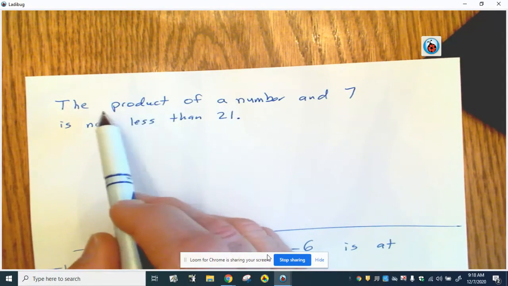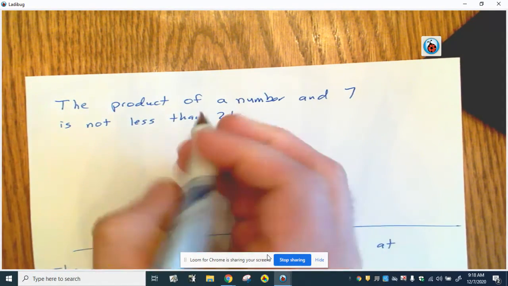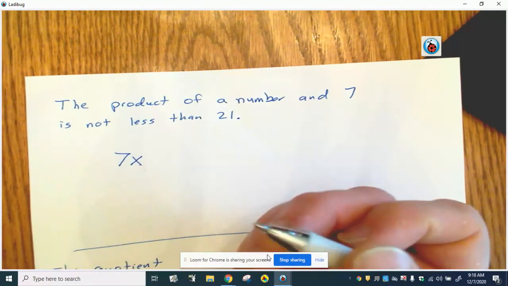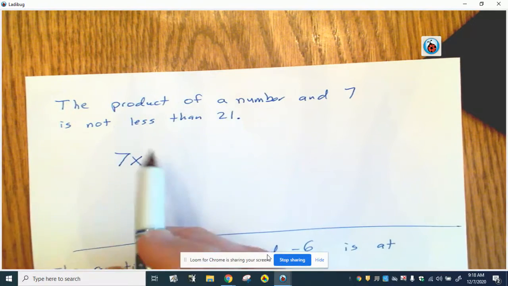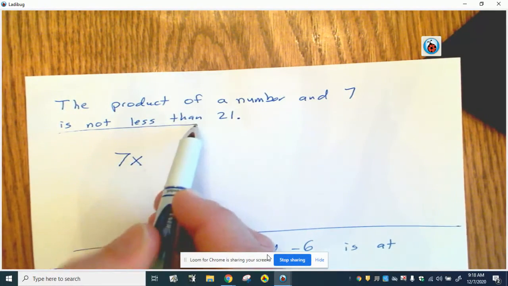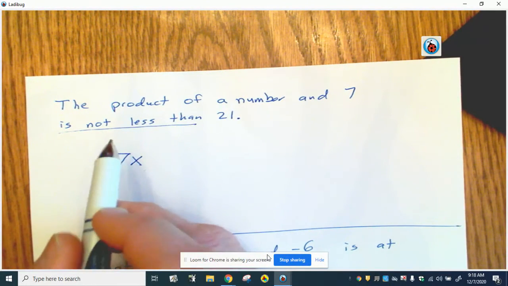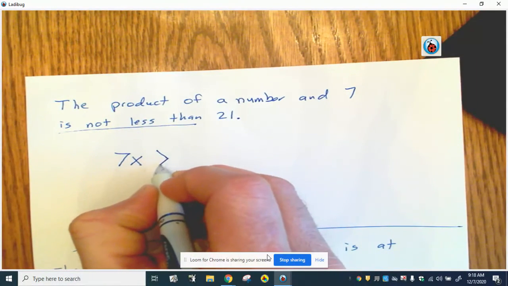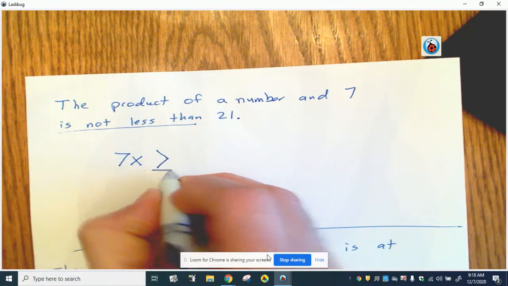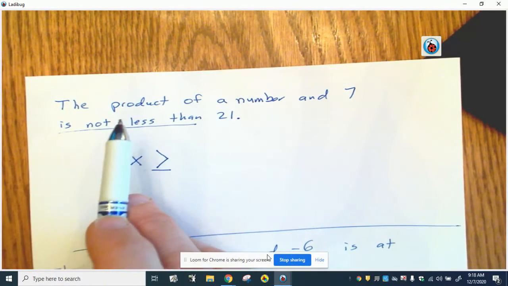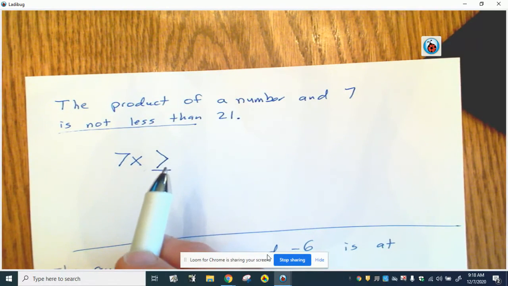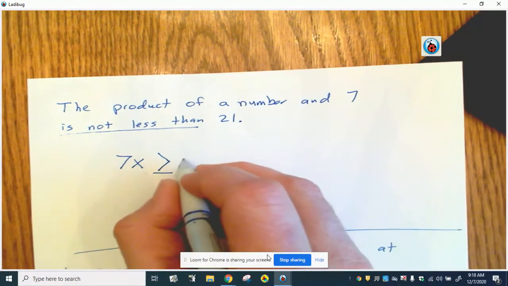Product means times, so the product of a number and 7. So 7 times a number, I would just write 7x. You could write x times 7, but it doesn't matter. Now this says is not less than. If it's not less than, that means it has to be greater than. Now, this would be greater than or equal to, because if it's not less than, that means it could be greater than, but it could also be equal to.